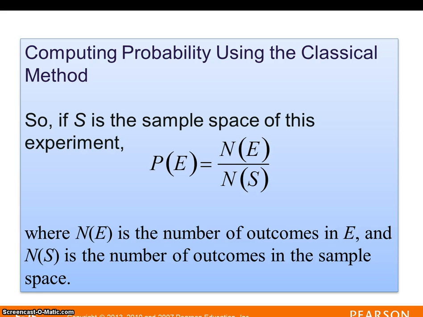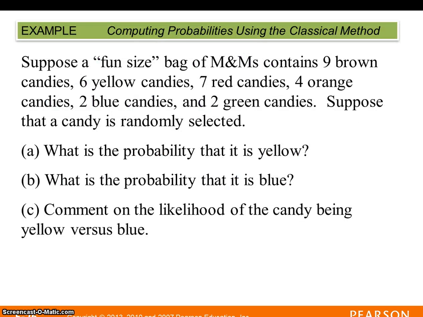And so this does depend on some things, so you'll have to know some information here. Let's say you take a fun-sized bag of M&Ms, and there are this many of each color candy in here. Suppose that a candy is randomly selected. What is the probability that it's yellow?